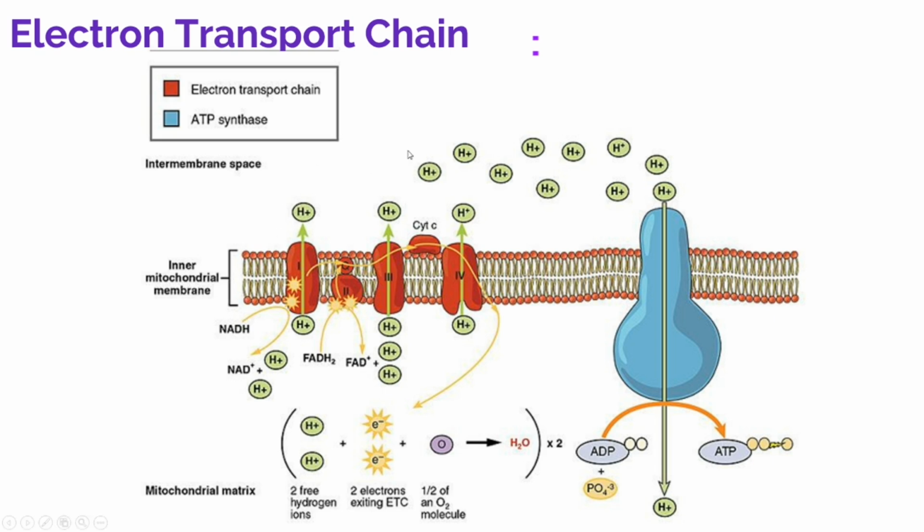So this space above it is the intermembrane space. You can imagine there's another membrane out here. That's the outer membrane. It's not drawn up here, but you can imagine that it's there. And then the space over here is the mitochondrial matrix. This is the very inner part of the mitochondria.